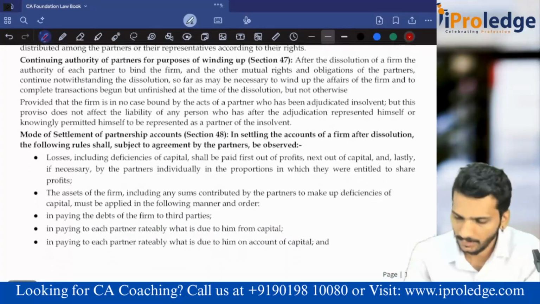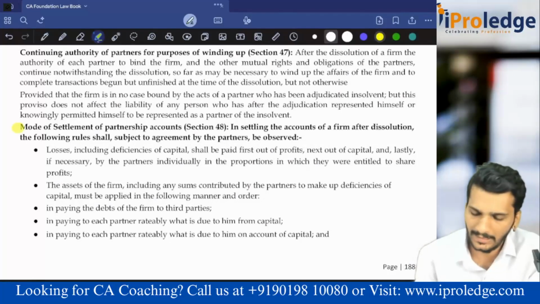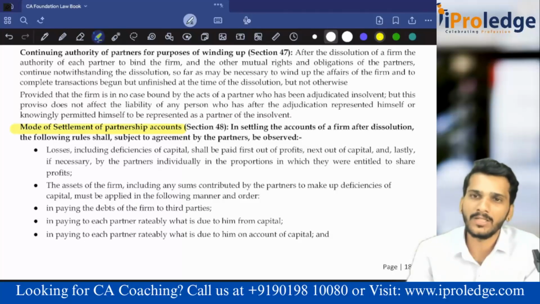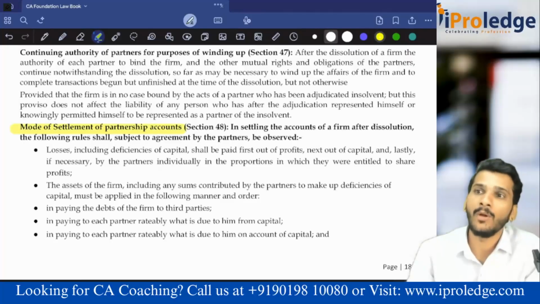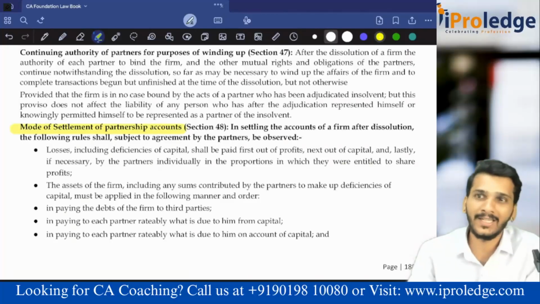Continuing authority of partners, providing the mode of settlement of partnership accounts. This is what I told, the mode of settlement of partnership accounts. How do you settle the partnership accounts? Whenever you have property, you sell the property of the partnership. First, settle the outside liability of the partnership firm, and if there is any money left, then give back the money which is contributed by the partners by way of loan advances. After that, if there is anything left, then you give back the capital contributed. After that, if something is still left, then share the profits as per the PSR.